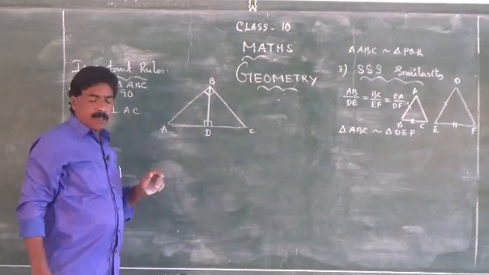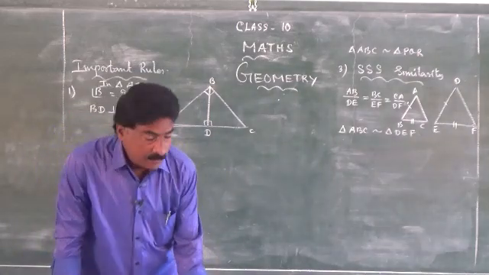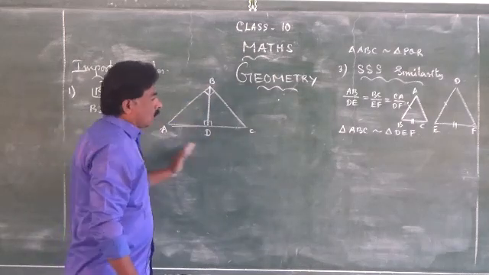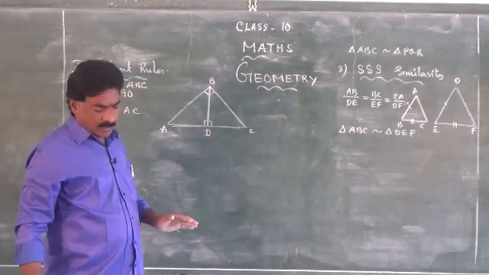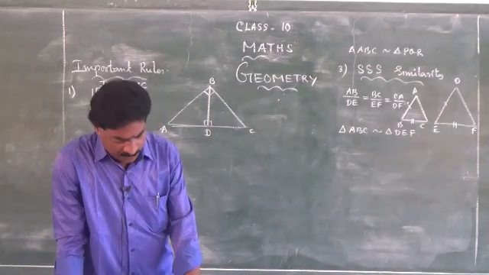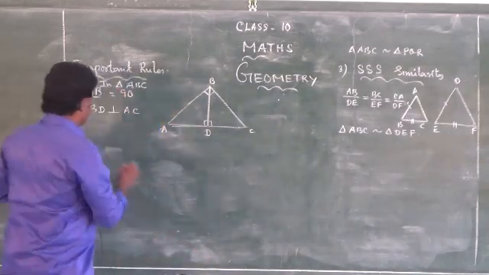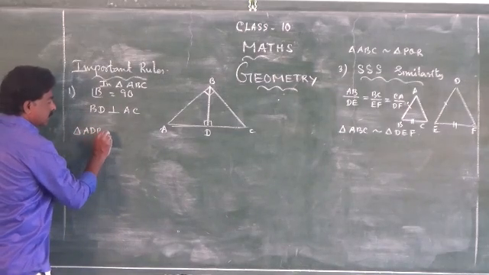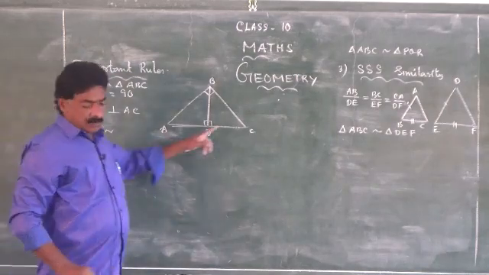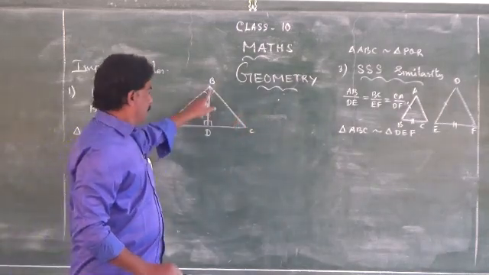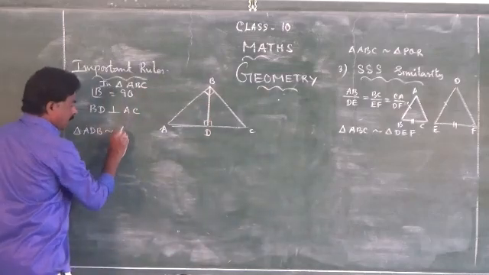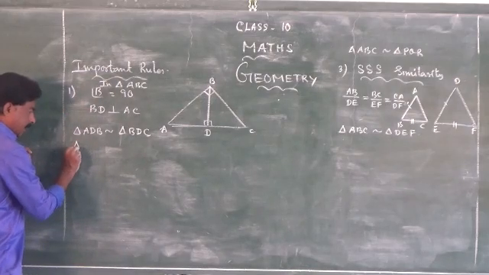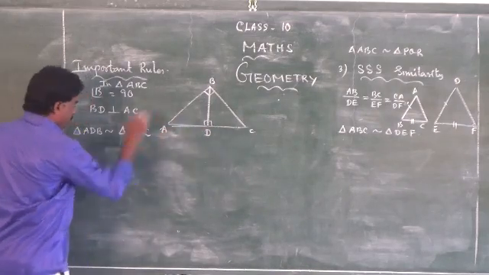What is the condition given? These two triangles are similar to each other and each one is similar to the whole. What is the whole? ABC. So what is the result? Triangle ADB is similar to triangle BDC. First condition. Same way, triangle ABD is similar to CDB.